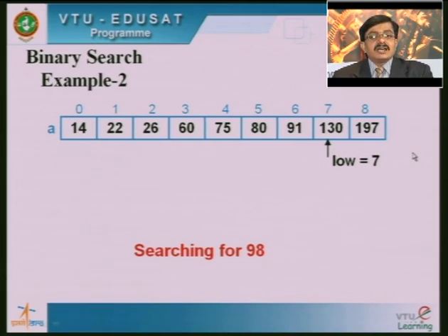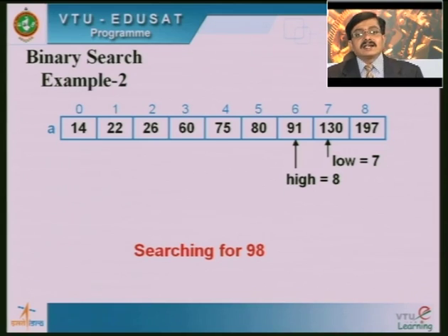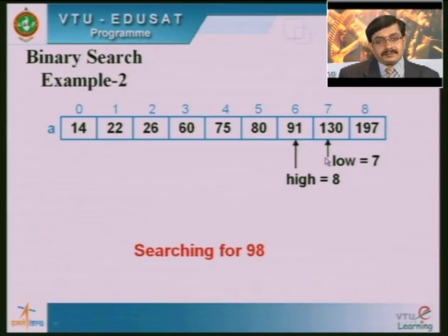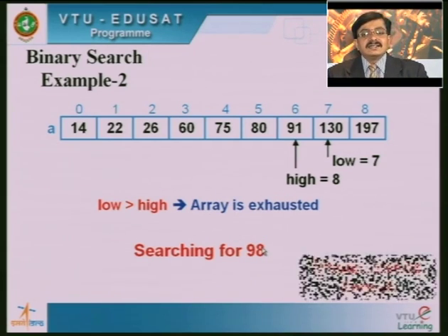Now the high value should be taken as mid minus 1, so high becomes 8 here, whereas low becomes 7 there. Now the low value has exceeded the high value. When the low value has exceeded the high value, this says that the array is exhausted. When the array is exhausted, there are no more elements to be compared. So for 98 we can say that it is an unsuccessful search.